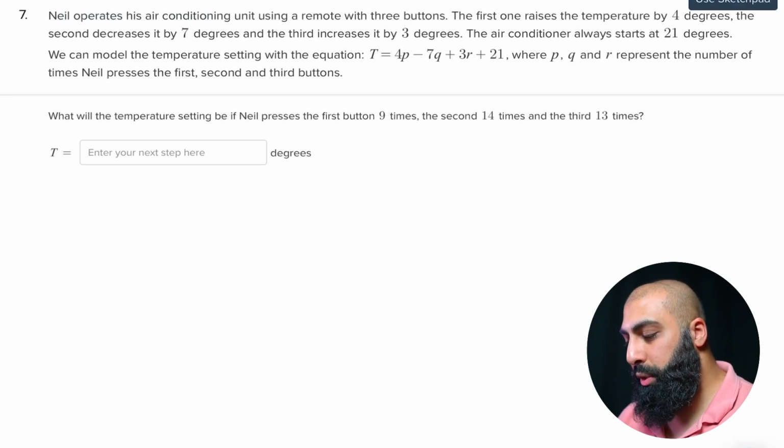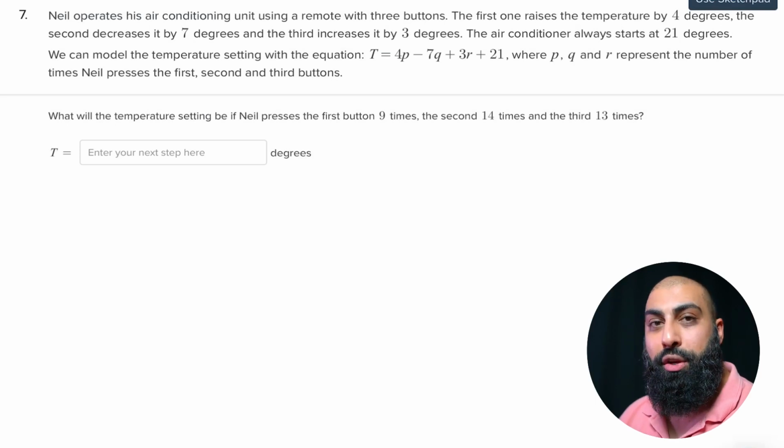We can model the temperature setting with the equation T is equal to 4P minus 7Q plus 3R plus 21, where P, Q, and R represent the number of times Neil presses the first, second, and third button. Okay. So we've got, what would the temperature setting be if Neil presses the first button 9 times, the second button 14 times, and the third button 13 times?